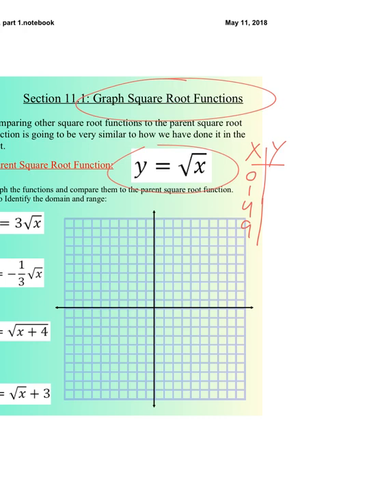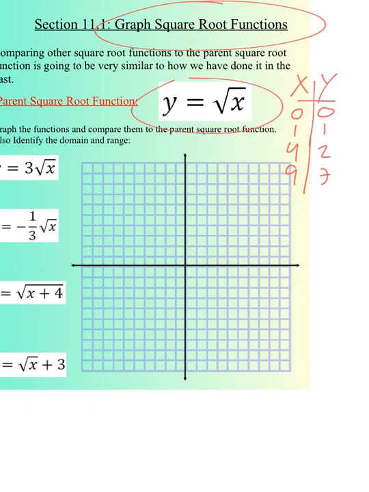But for this one, if I plug in 0, 1, 4, 9 into the parent function, I get 0. Well, square root of 0, 0. Square root of 1 is 1. Square root of 4 is 2. And square root of 9 is 3, right? So if I'm plotting the parent function, 0, 0, 1, 1, 4, 2, and 9, 3.